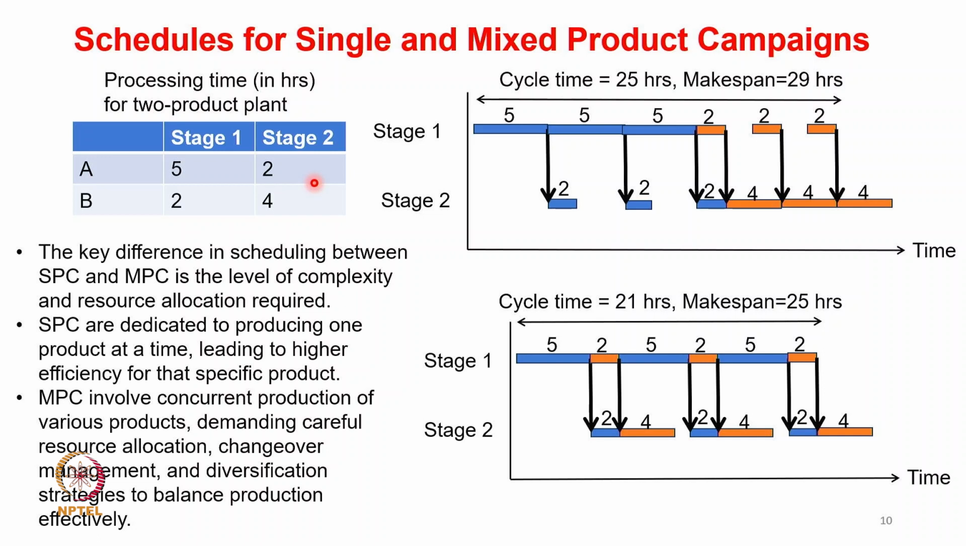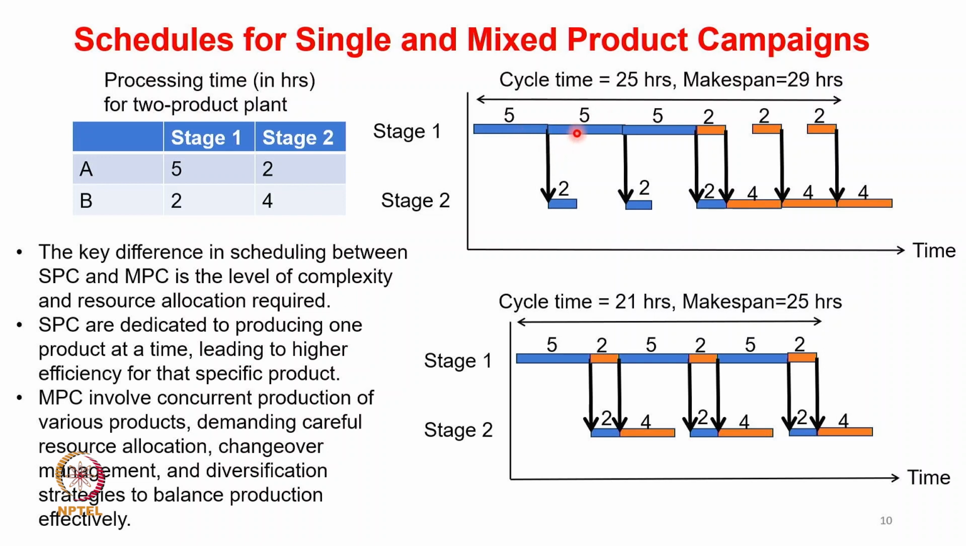Typically, a single product campaign is dedicated to producing one product at a time, leading to higher efficiency, and a multi-product campaign involves concurrent production, as we see over here. That may involve more careful allocation, changeover requirements, and diversification strategies, to balance the overall operation. So look at 2 operational strategies.